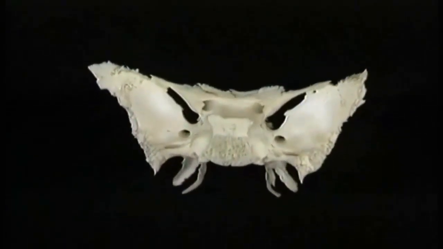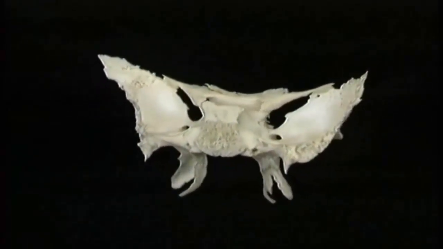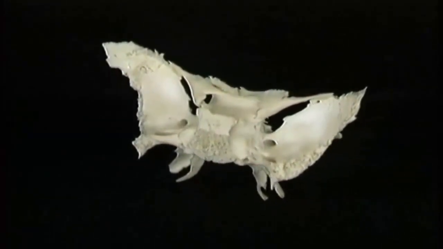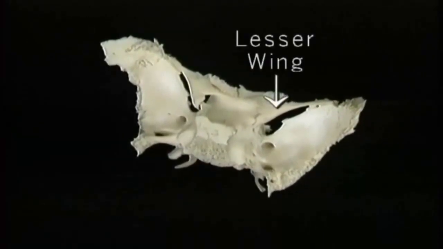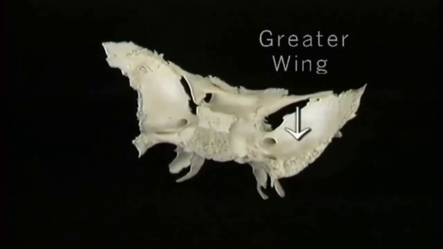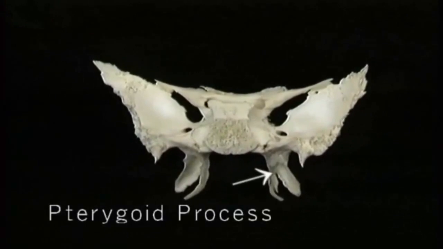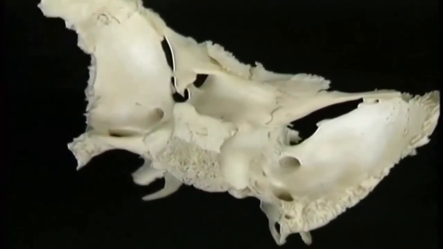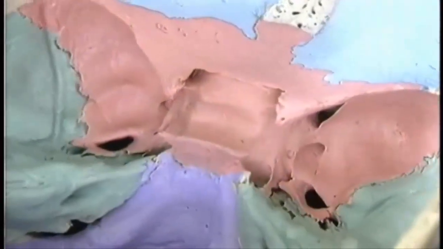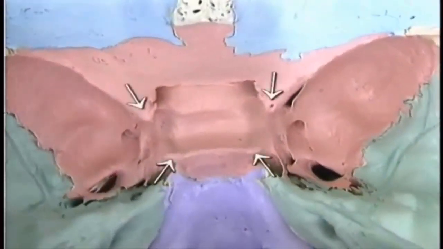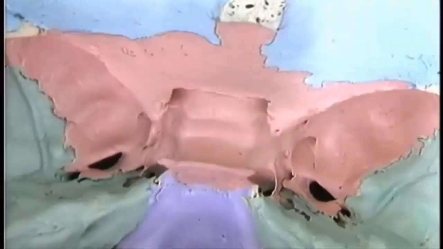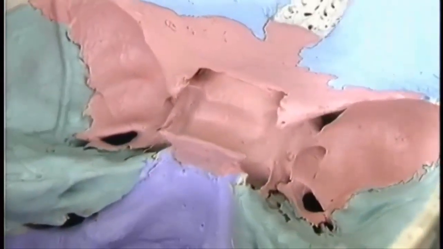Here's a sphenoid bone all by itself. The sphenoid bone has a central part, and on each side 3 major projections: the lesser wing, the greater wing, and the pterygoid process. The central part of the sphenoid includes the clinoid processes and the pituitary fossa. The central part of the sphenoid bone is hollow, as we'll see.